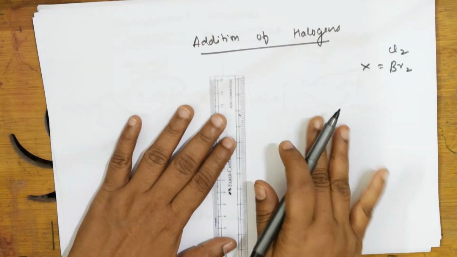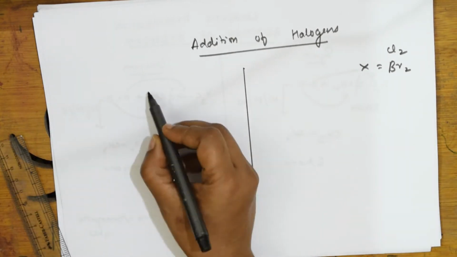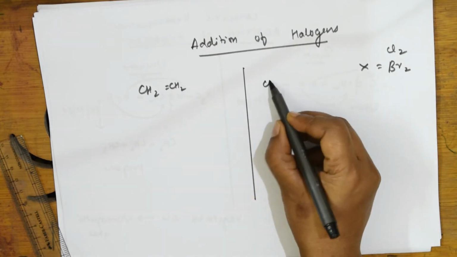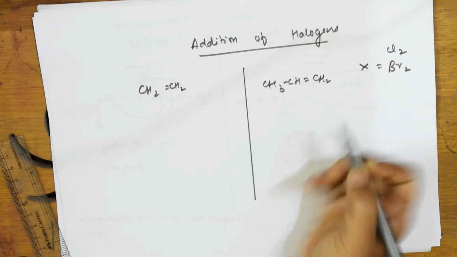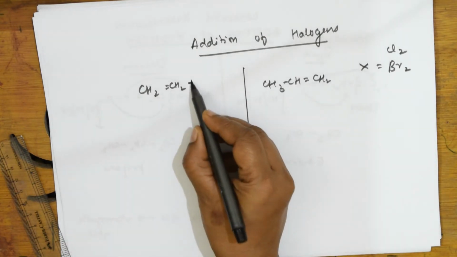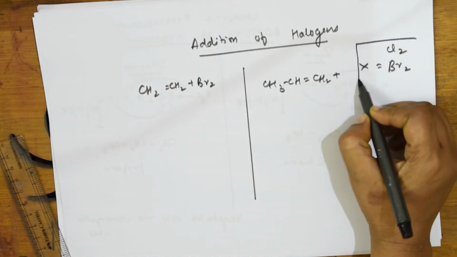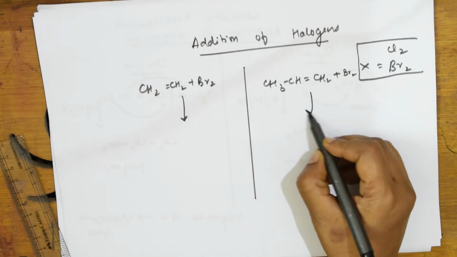So I'm going to divide the page into two equal halves, where I'm going to take one symmetrical alkene, that is CH2=CH2, and one unsymmetrical alkene, CH3-CH=CH2. Now what am I going to do? I'm going to add bromine to this. Here also I'm going to add bromine. So both have bromine present.